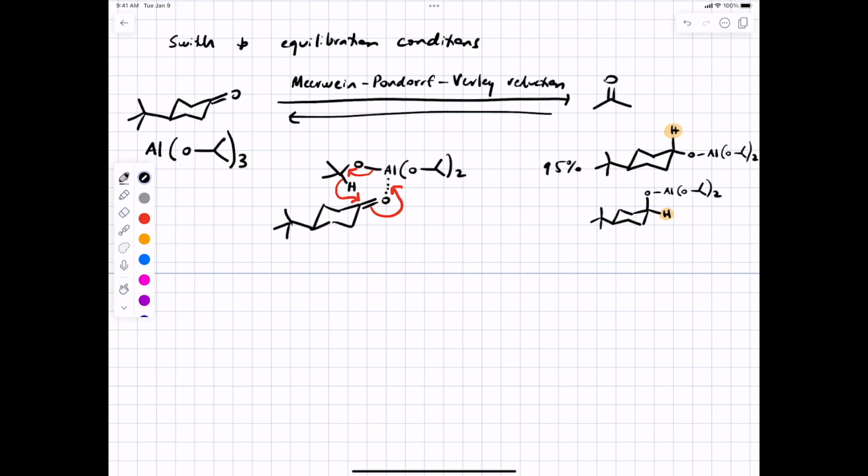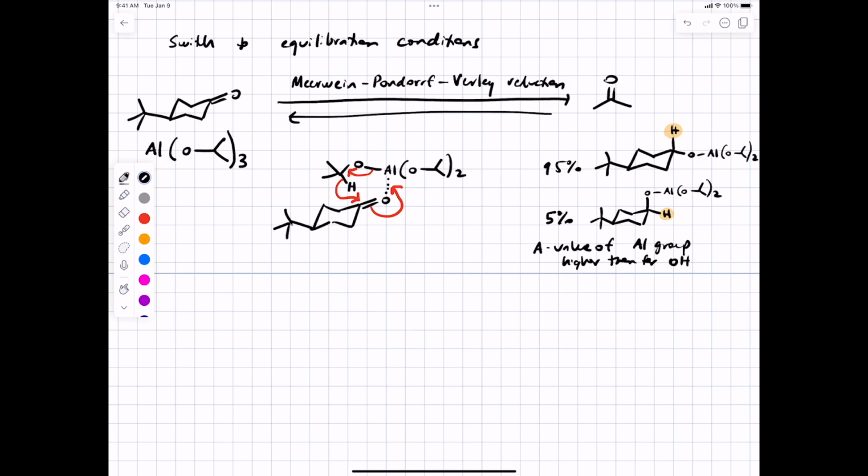axial delivery of hydrogen and 5% equatorial delivery of hydrogen. That's greater than a 10-to-1 ratio, which tells you that the A value of the aluminum group is probably higher than for just OH on its own. And you could probably even calculate that based on that product distribution. Okay, so that's some stuff about addition to carbonyls.